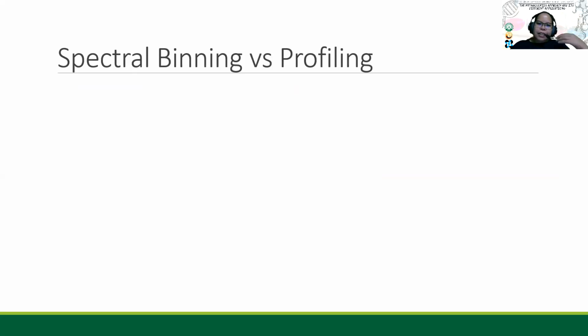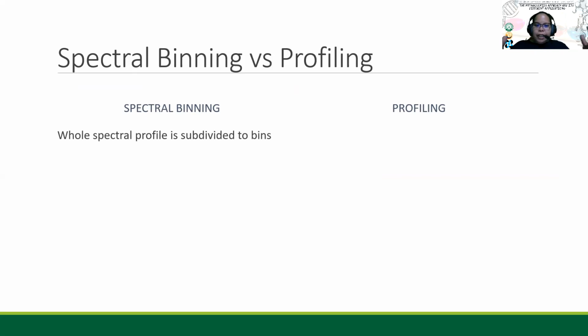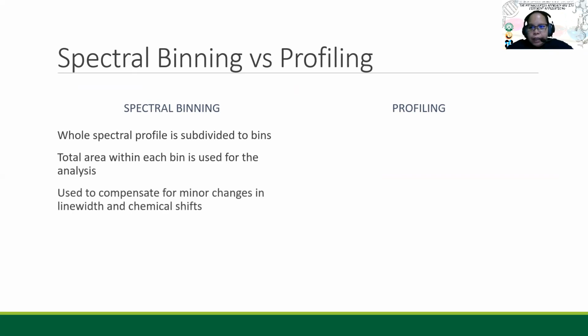Usually in NMR, data is either binned or profiled. When we talk about binning, the whole spectrum is divided into bins. You can divide it into bins of either 0.04 or smaller, 0.02 ppm, and then you get the area for each bin. The total area within each bin is the one used for the analysis. This allows you to compensate for minor changes in line width and chemical shift.